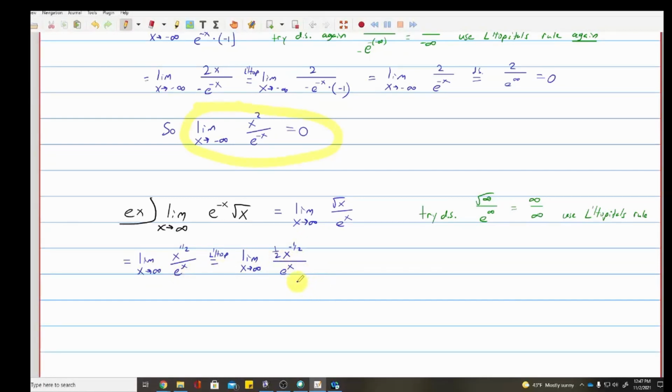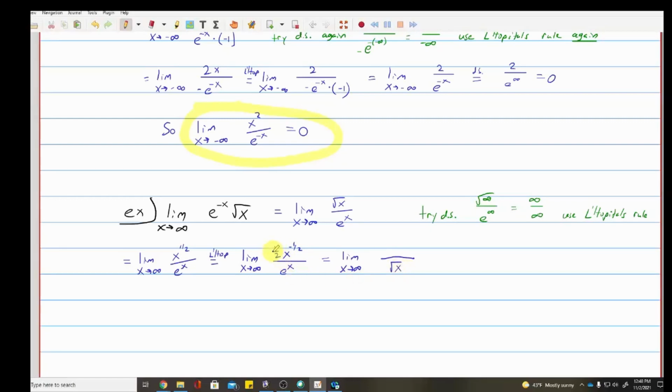Now, you can plug in here, but I always find it helpful, before and after L'Hopital's rule, to simplify. And I don't really like negative exponents because they're confusing. So I'm going to take this x to a negative power and put it in the denominator as an x to a positive power. Okay, so I'm just going to rewrite things a little bit. So this x to a negative half, I can put in the denominator as an x to a positive half, or I can even rewrite it as a root x.